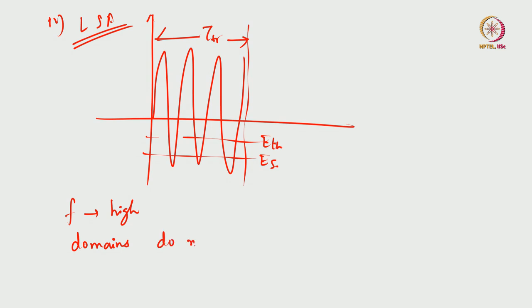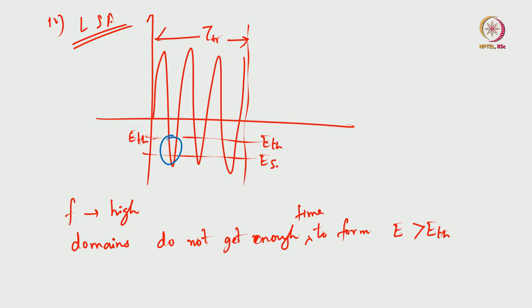The domains do not get enough time to form while the energy is more than ETH, okay. So this is your ETH, let me change the color here. In this part the domain cannot form, and in this part the domain can form because energy is more than ETH, but this time is so small that the domains do not get enough time to form when it is above there, okay.